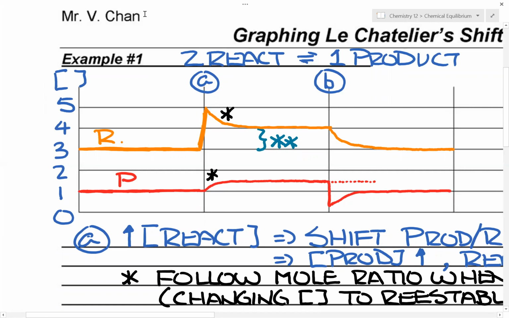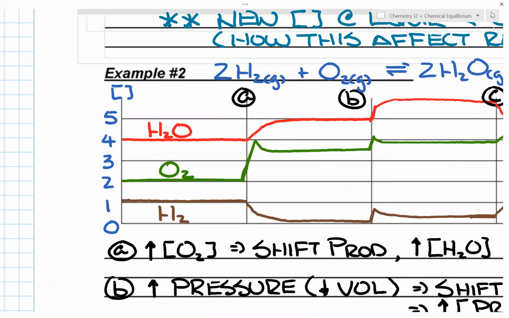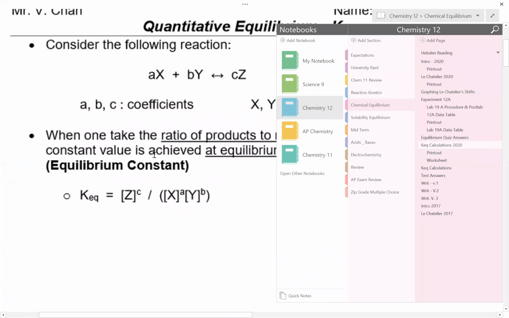But what we're going to do today is actually talk about how we can mathematically calculate how much the equilibrium will go down or go up by, as well as what goes on the top. Is it the reactants or the products? So that's something we're going to be focusing on today. So that is what we're talking about, quantitative equilibrium.